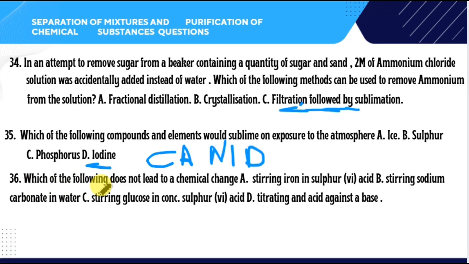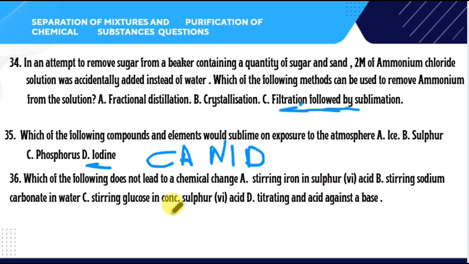This question is saying that which of the following does not lead to a chemical change? So definitely one of them is going to give us a physical change. Stirring iron in sulfur 4 oxide will definitely form iron sulfate and hydrogen gas. Definitely that's a chemical reaction.